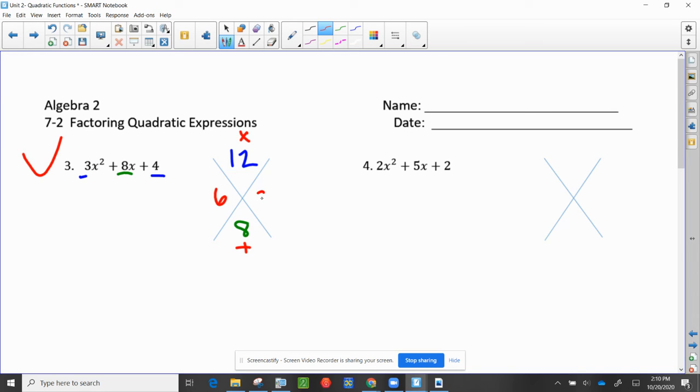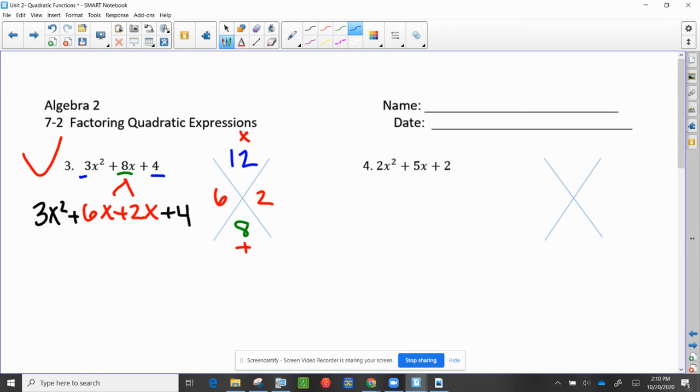So hopefully you said 6 and 2. So that means I'm going to split this middle term. Instead of 8x, I'm going to rewrite this as 6x plus a 2x. Everything else, though, stays the same. So I'm going to bring down that 3x squared. I'm going to bring down this 4.